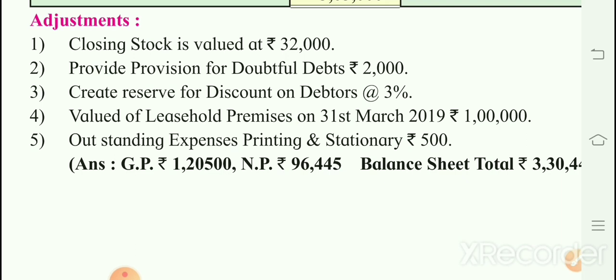Now the next adjustment is outstanding expenses: printing and stationery, rupees 500. On the debit side of the profit and loss account we have written printing and stationery at rupees 1,200. In this amount add the remaining outstanding amount of rupees 500. The total amount in the outer column will now be 1,700. Its second effect will be given to the liability side, as it's the outstanding expenditure.